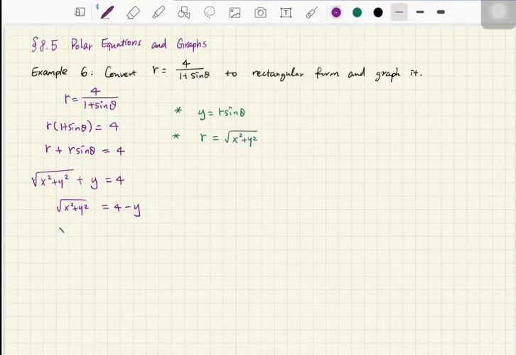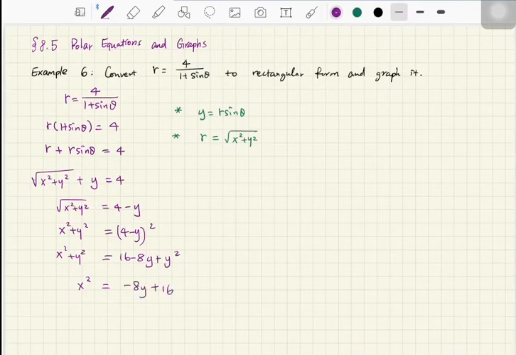Square both sides. I get x squared plus y squared equals (4 minus y) squared, which is 16 minus 8y plus y squared. Simplify a little bit more. I get x squared equals negative 8y plus 16. Take out the negative 8. I get y minus 2.